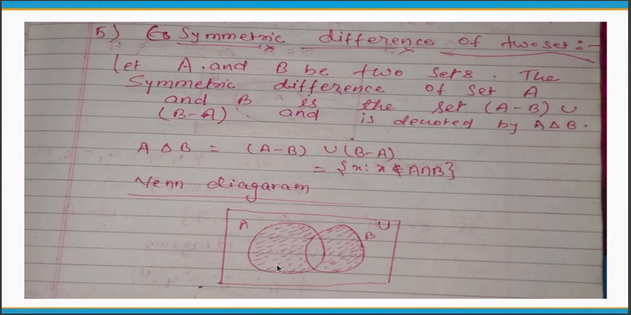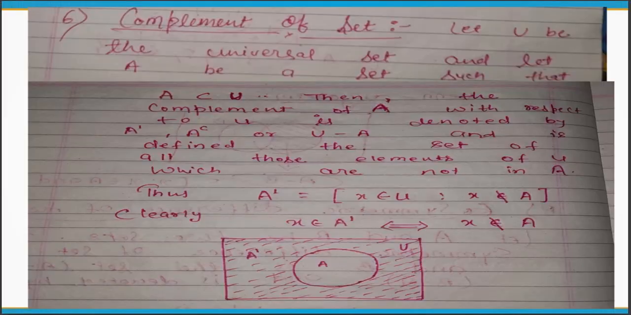These shaded regions are the elements in A which are not in B, and these are the elements of set B which are not in set A. And the union is both sets A and B except the intersection part.